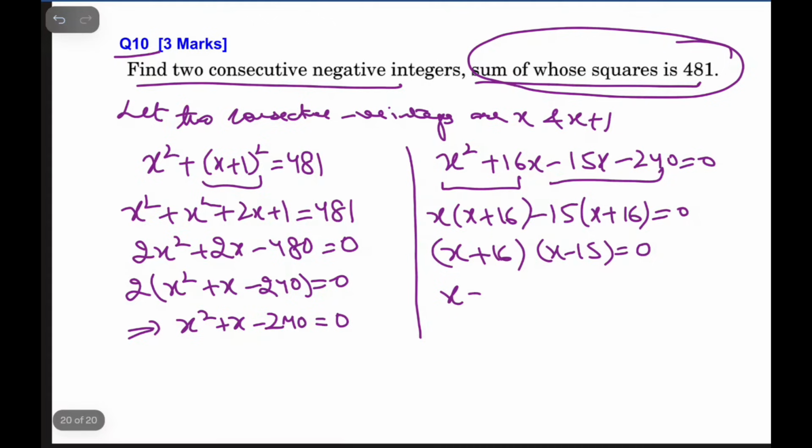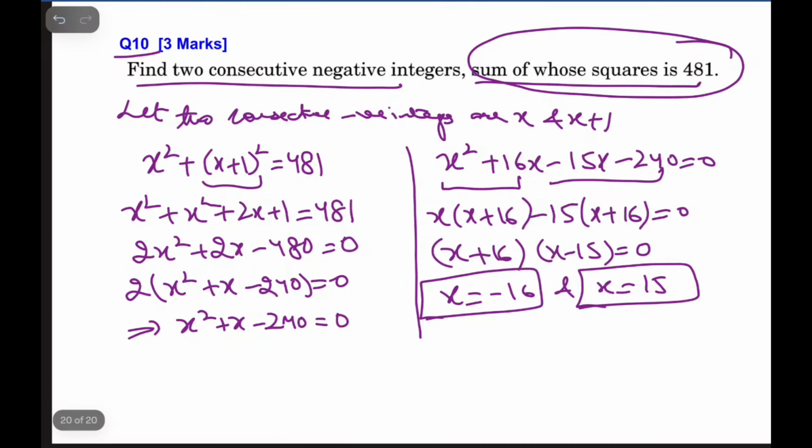We'll get x value as minus 16 and x value as 15. Value of x cannot be positive because we have considered a negative integer. So we'll consider x value as minus 16. So our required integers are minus 16 and minus 15.